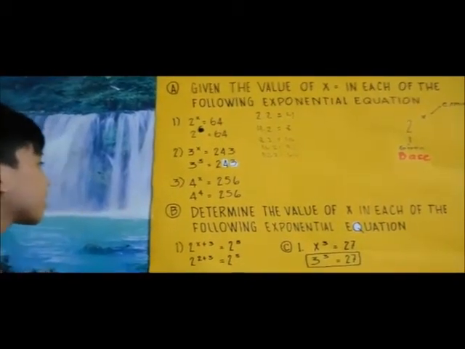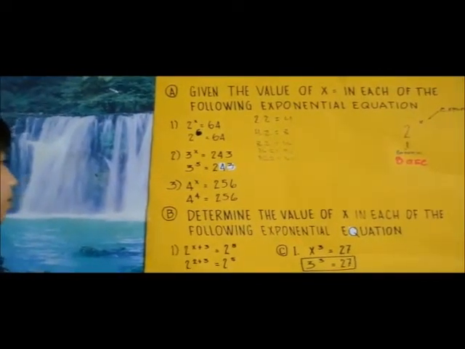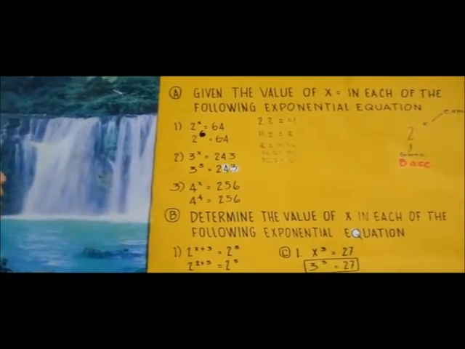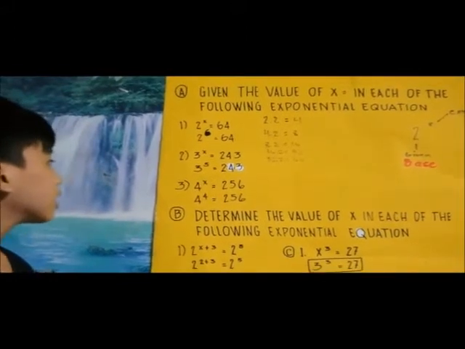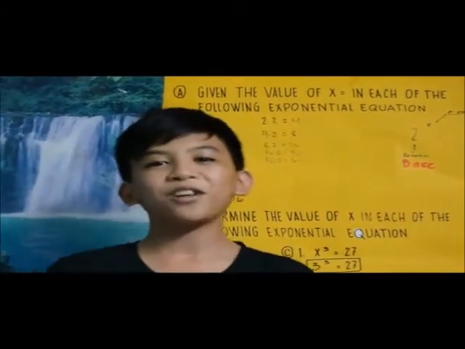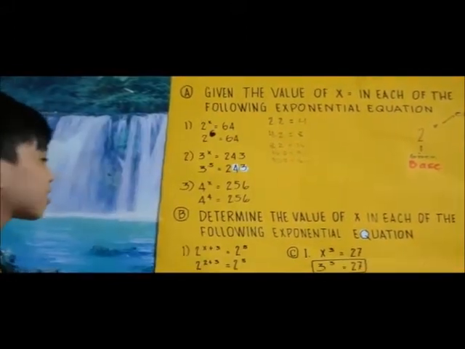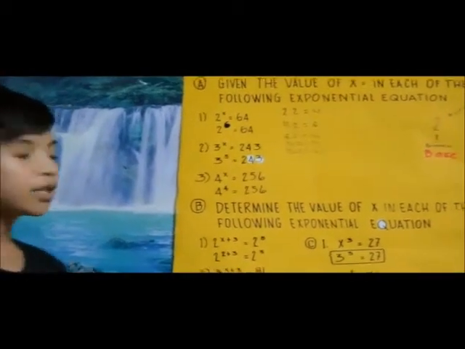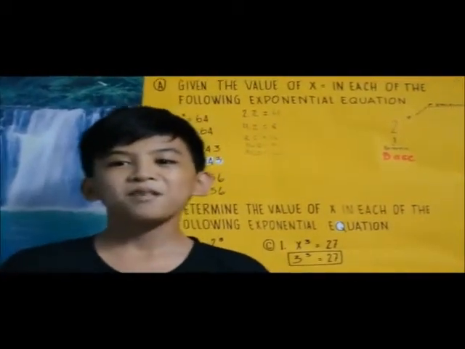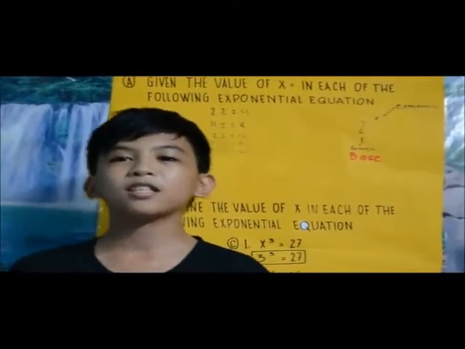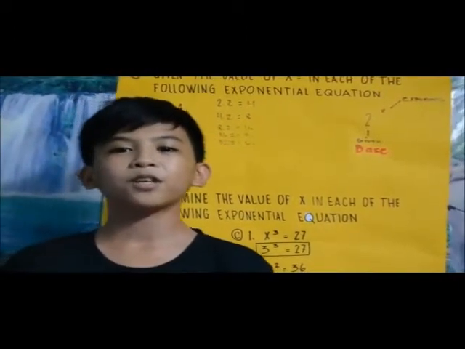Number 3. 4 raised to x is equal to 256. Same as in number 1 and number 2, you must find the exponent or the x. 4 raised to 4 equals 256. 4 times 4 equals 16, 16 times 4 equals 64, 64 times 4 equals 256.